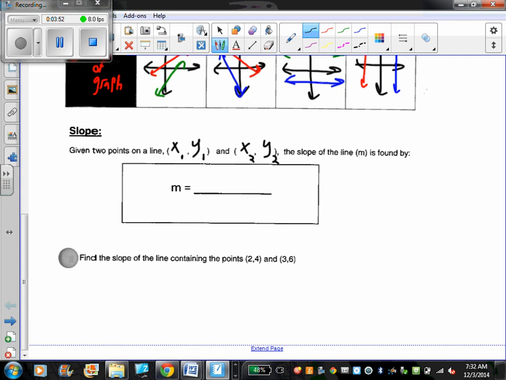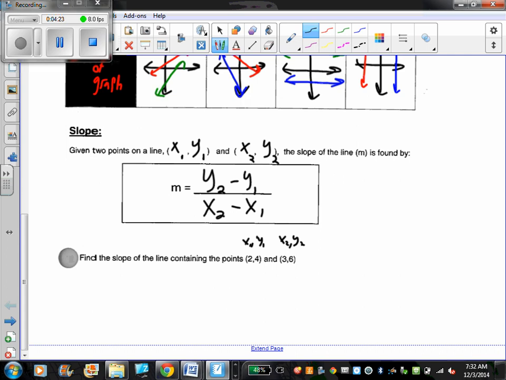If we have that, then the slope is going to be calculated by taking our y's, usually starting with y2, and finding the difference between them, and dividing that by the difference of the x's. So, that's how we get our slope. So let's look at this in this problem down here. Let's say that this first point is x1, y1, and the second point is x2, y2.